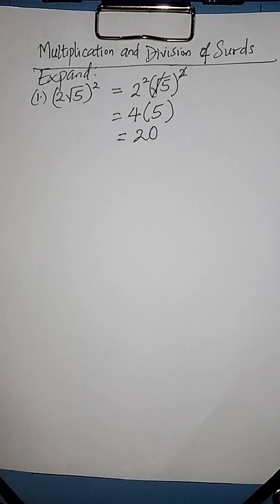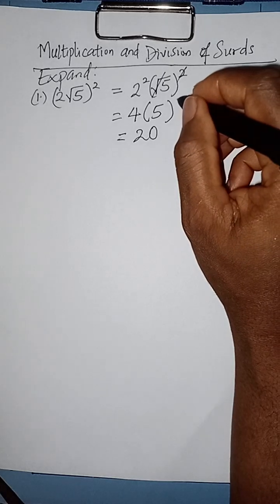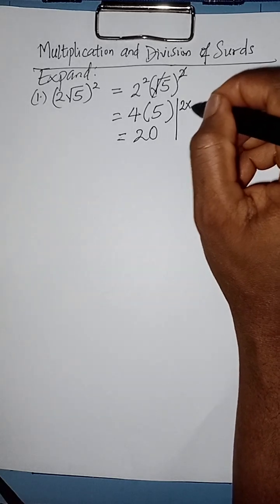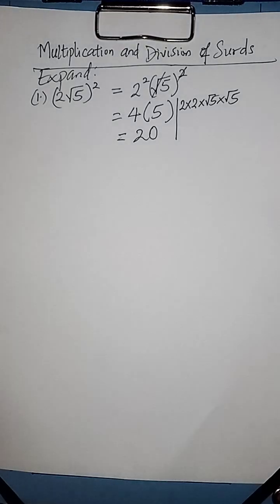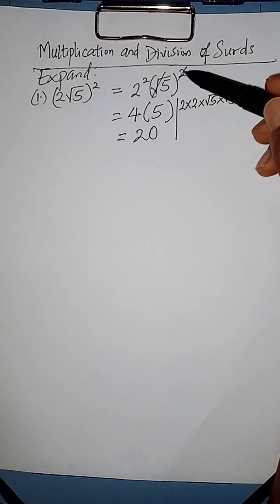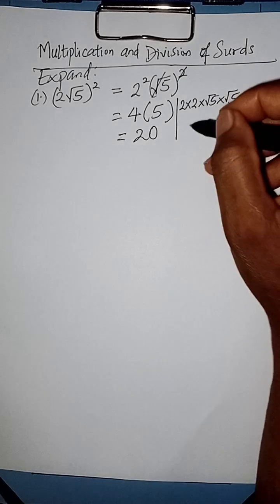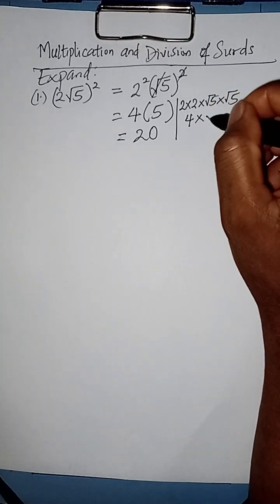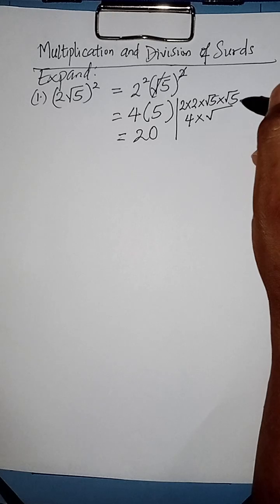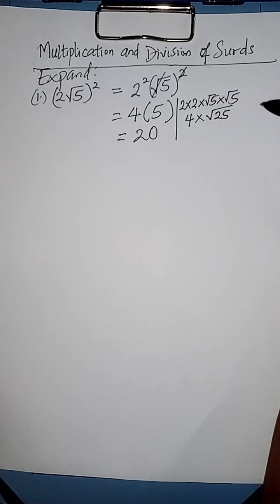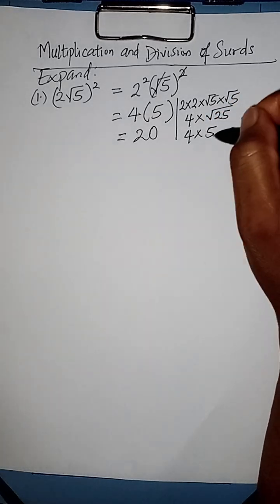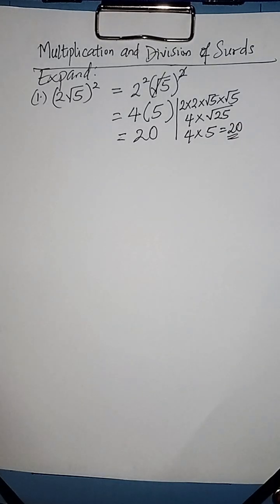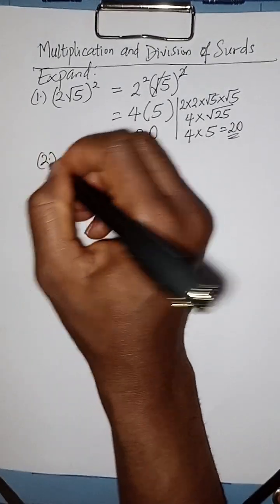There's another way to solve it though, but this method is easy. If you don't want to do this, what you simply do here is to say 2 times 2 times root 5 times root 5. So you see, because root 5 is squared, 2 times 2, 4. And this is root 5 times root 5 is root 25. So which is 4 times root 25, it's 5. And 4 times 5 will give you the same answer. So, like I always tell my students of math, the way you can understand.